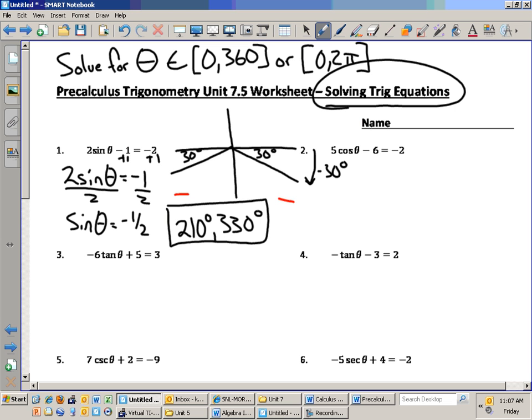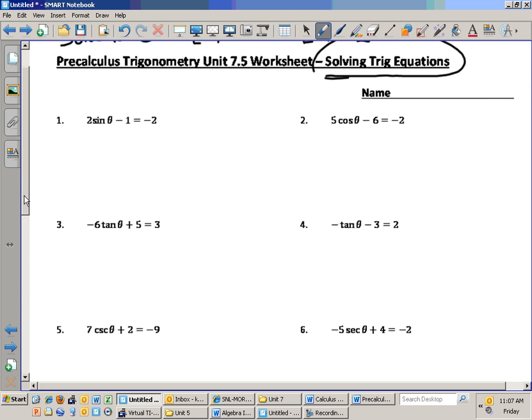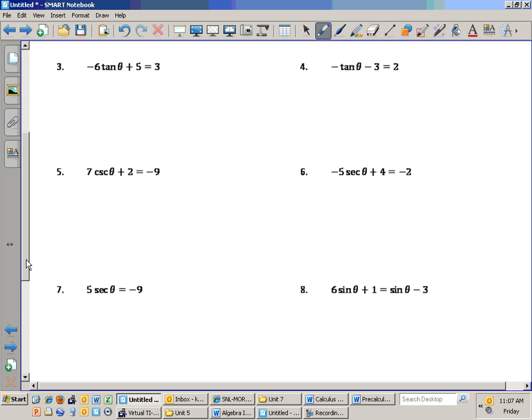Let's do a couple more together. Let's do number 3 together. What do I do first? Minus the 5, I get negative 6 times the tangent of theta is equal to negative 2. I divide by negative 6. I get tangent of theta is equal to 1/3. Positive 1/3.